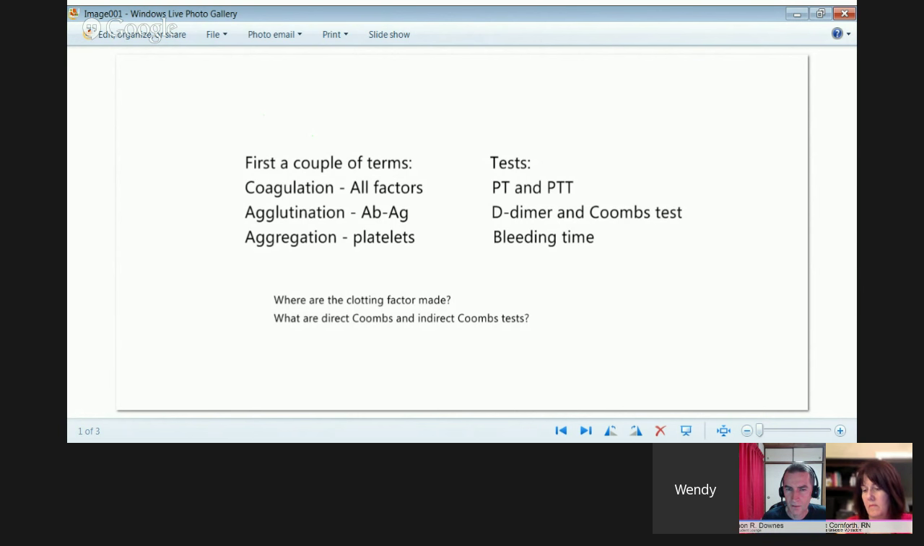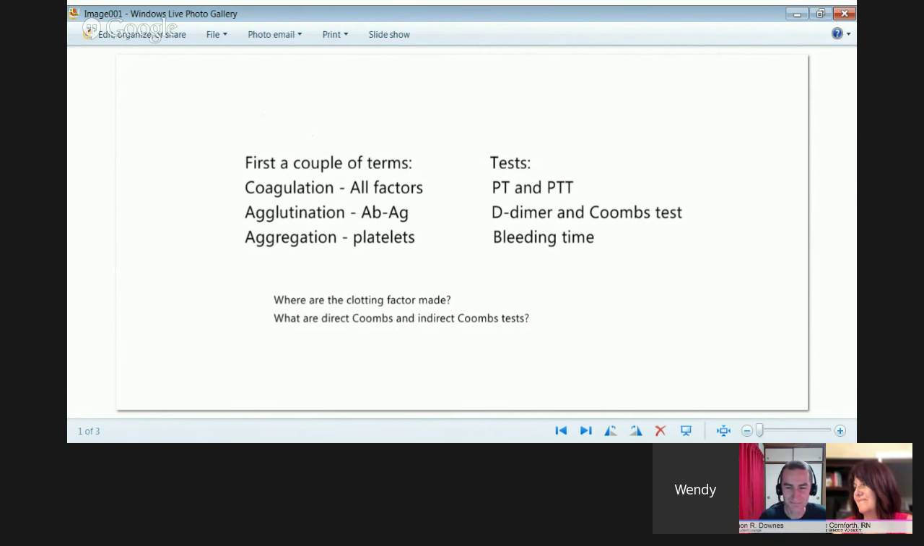That's correct. So PTT would be associated with heparin, and PT with warfarin. That's correct. Okay. Well, I've learned a little bit. Good job. Thank you, Picmonic.